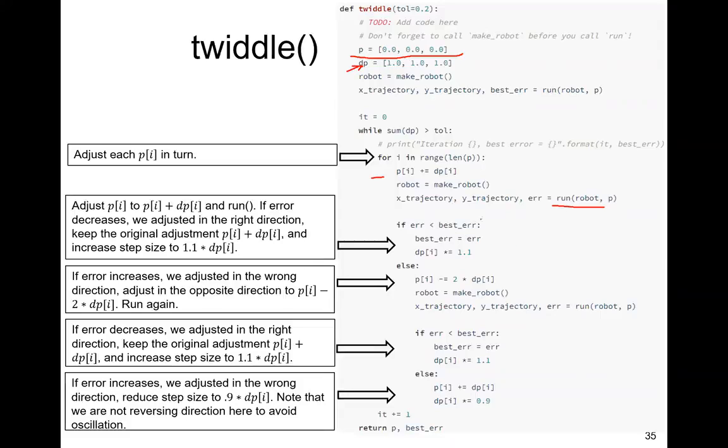You compute the error. If the error compared to the previously best error decreases, then it means that our adjustment of P[i] is in the right direction. So this is the right move. We're moving in the good region of the parameter. And then we save the current error as the best error, and then increment the step size. So we're moving in the right direction. We go in a bigger step, not time step.